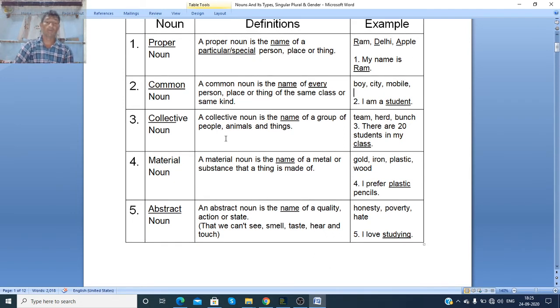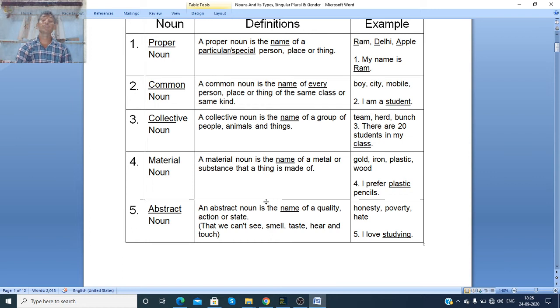And the collective noun. A collective noun is the name of a group of people, animals, and things, like team. 11 players that play together are called a team. Herd: herd of buffaloes, herd of cows. So many cows or buffaloes that graze and move together are called a herd. Bunch of keys, bunch of grapes. And material noun. A material noun is the name of the metal or substance that a thing is made of, like gold, iron, plastic, wood.